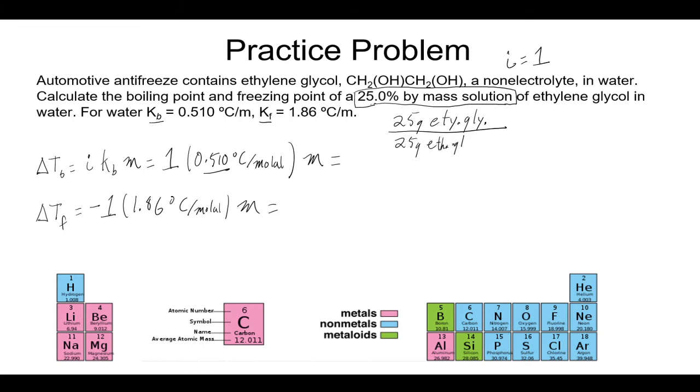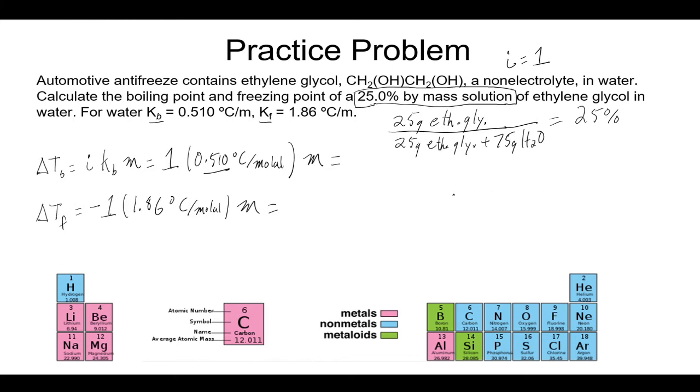This, I suppose, should be ethylene glycol plus 75 grams water. Okay, so let's assume that is my 25% by mass solution. You could choose 1,000 grams for the total. I chose 100 grams. It makes the math easy.